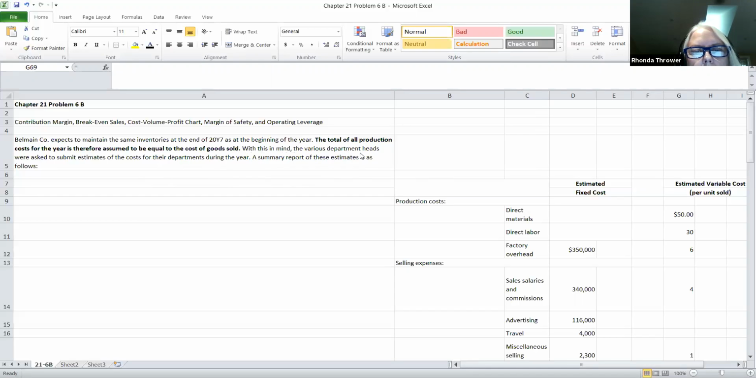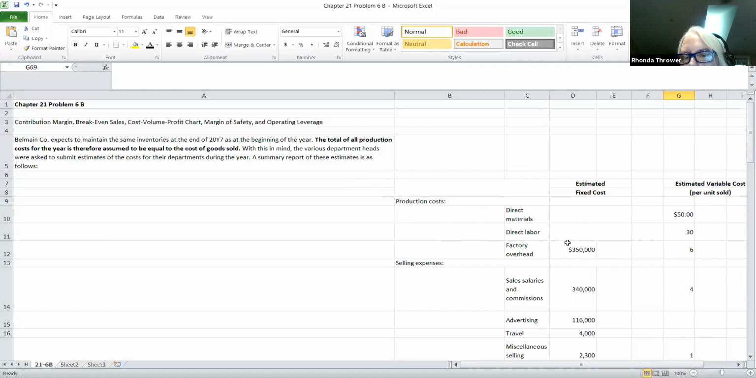With this in mind, the various department heads were also asked to submit estimates of cost for their departments during the year. A summary report of these estimates is as follows. And so they have estimated the production cost for their departments, and they've also estimated the variable cost per unit sold. So the production costs are also your cost of goods sold that we're going to be calculating, but they're broken down into materials, labor, and overhead.